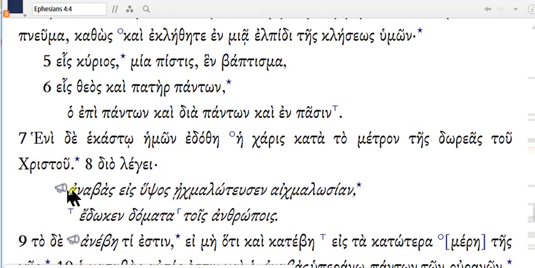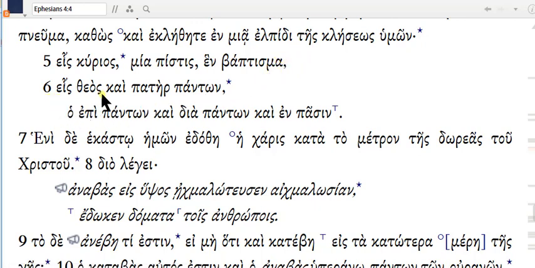Heis kurios. What's that? One Lord. Mia pistis. One faith. Hen baptisma. Isn't this lovely? In order. Masculine, feminine, neuter. Heis, mia, hen. One Lord, one faith, one baptism. What gender is kurios? Masculine. Pistis, obviously feminine. Baptisma, neuter. And it actually is a neuter, third declension noun, where the tau has been thrown in.